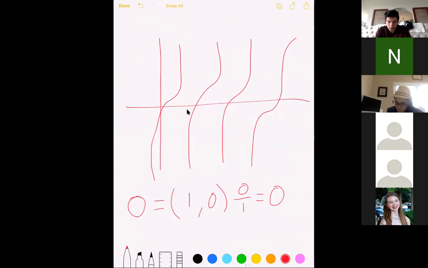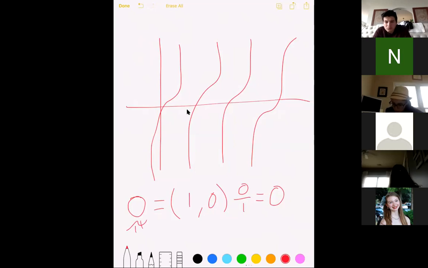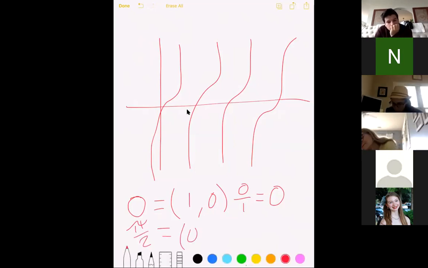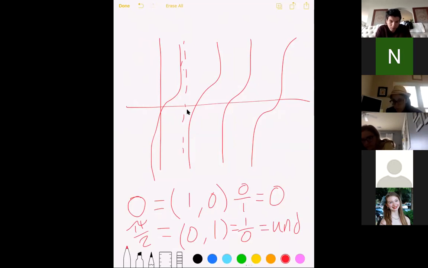Because then when you find the tangent of pi over 2, the point should be 0, 1. And then we get 1 divided by 0, which is undefined, which means that at pi over 2, there's an asymptote. Make sense?